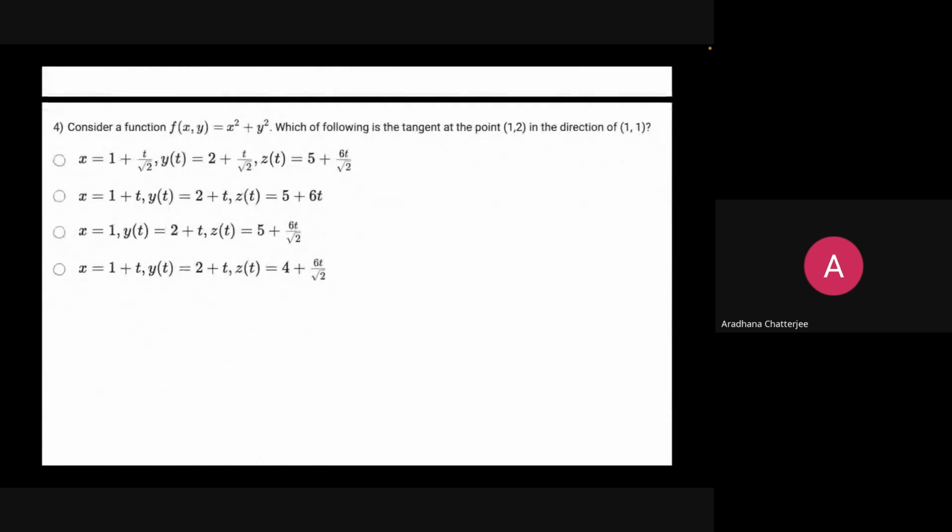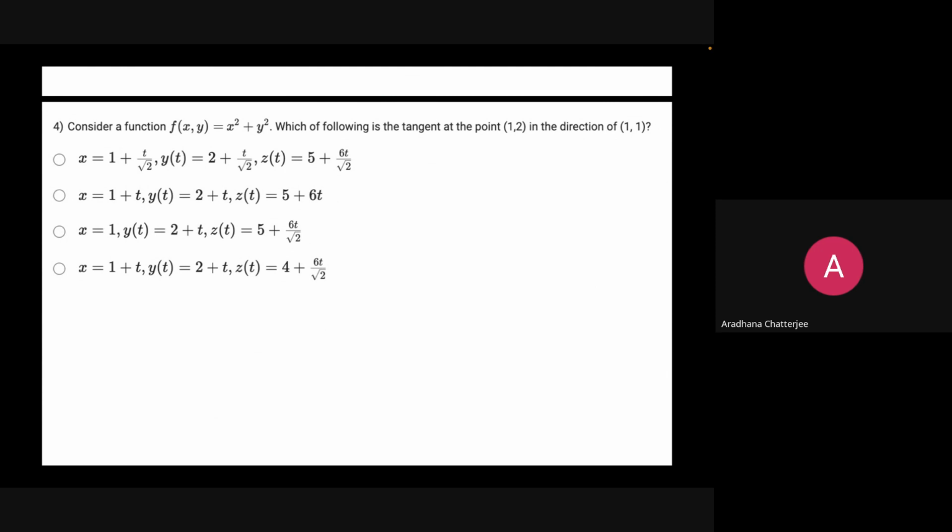So xi of t is equal to, so this is the point. The first coordinate of the point is going to come from the x part, plus t times whatever unit vector you have. So we'll just apply this here. Once you do it, it's going to become clear.